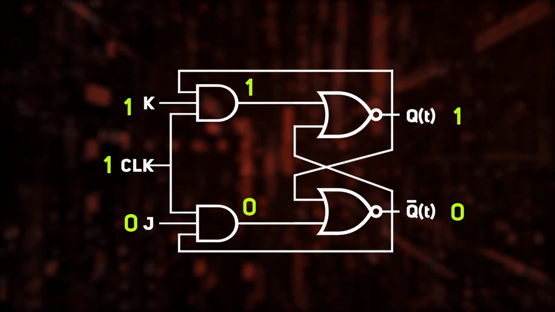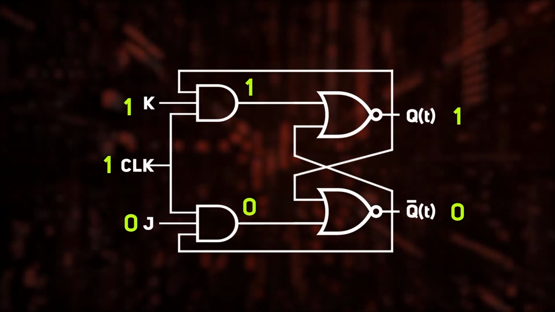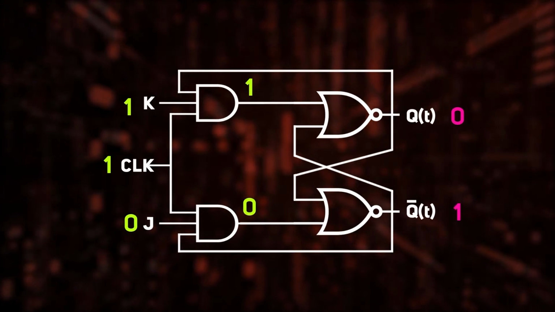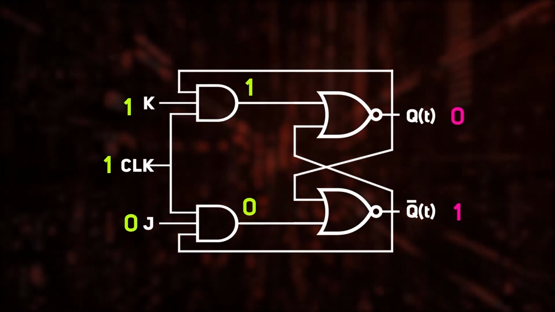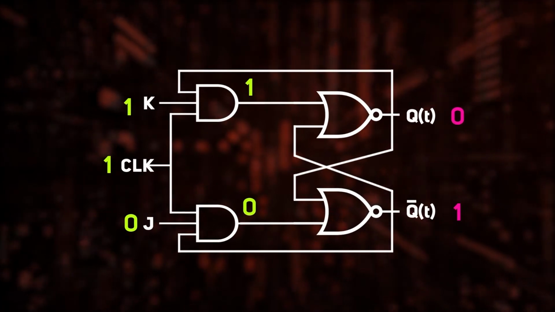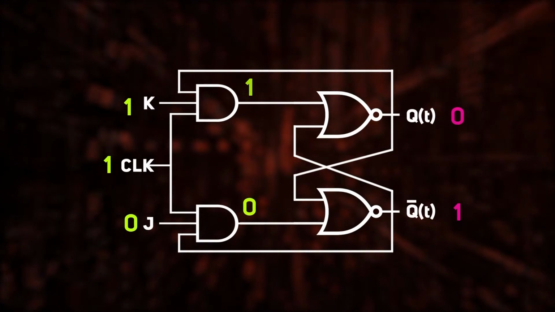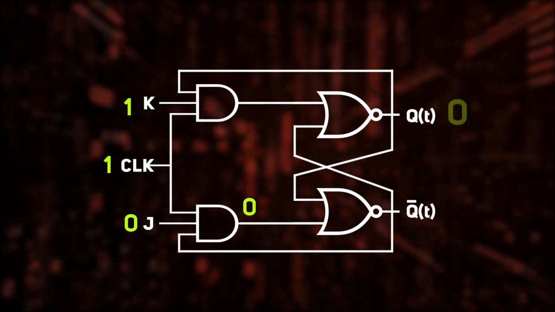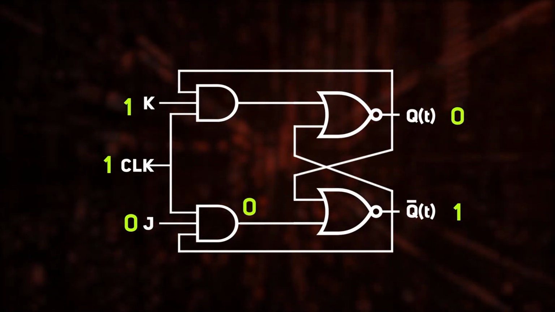Such values of S and R will reset the flip flop, that is q equal to 0 and q complement equal to 1. So, when you had the input 0 at j and 1 at k, it turned the flip flop to a reset state. Now, let us see what happens when the previous values are q equal to 0 and q complement equal to 1. Look at the diagram.